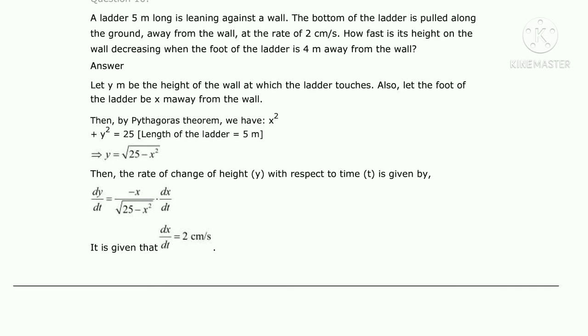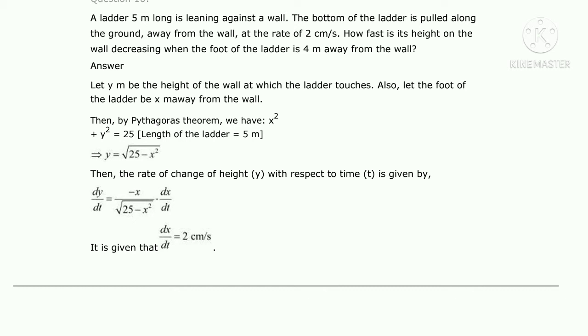Now if you see here dx/dt, that means what? The rate of the base, whatever we consider the base, that means the foot of the ladder. The foot of the ladder we already wrote at the top, 4 meter away from the wall. So that means dx/dt, the rate is given here, 2 centimeter per second.